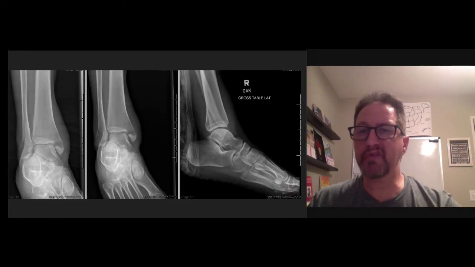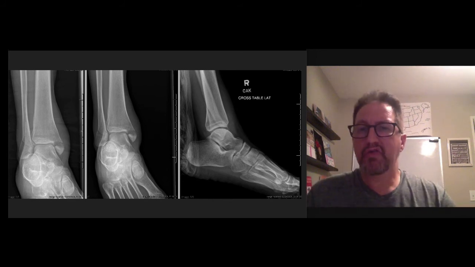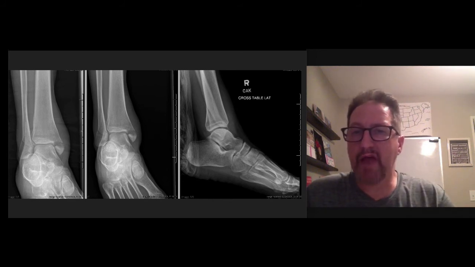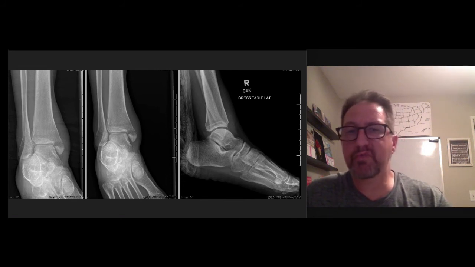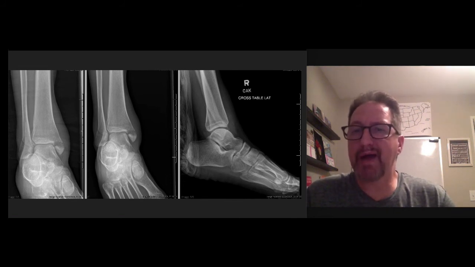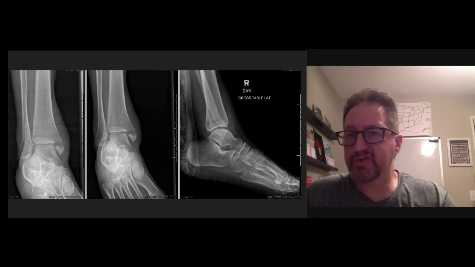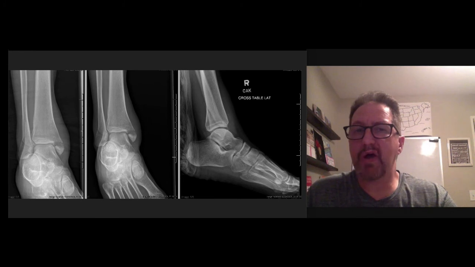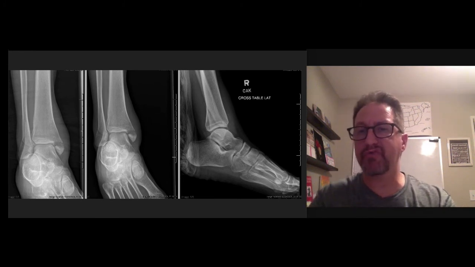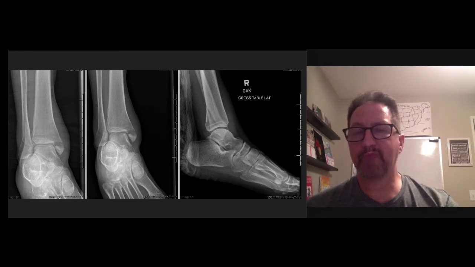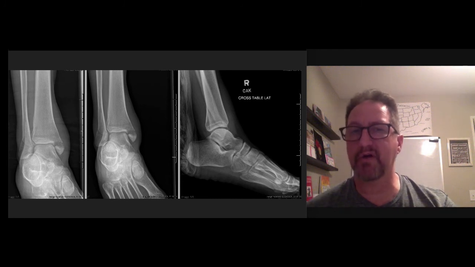Okay, so here's an example of an ankle fracture. You can see that there are actually two fractures. There's one on the fibula and there's one on the medial malleolus. So this would be termed a bimalleolar ankle fracture. A unimalleolar fracture would just simply be one, and a trimalleolar would include the posterior malleolus of the tibia.